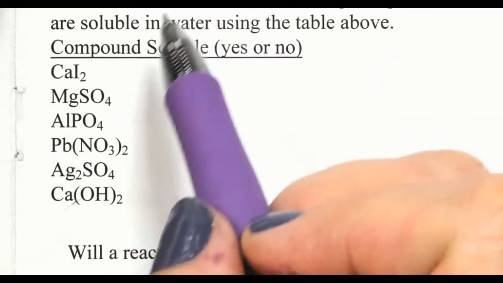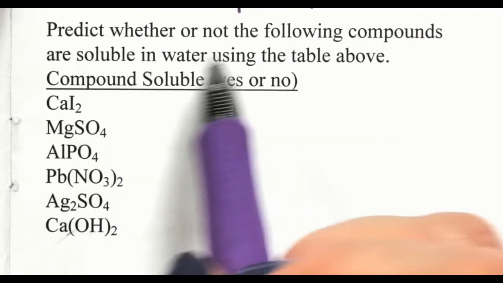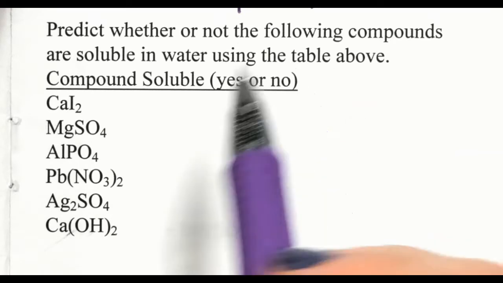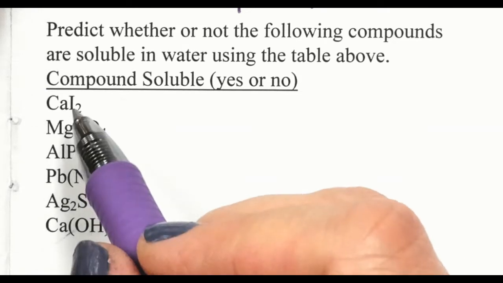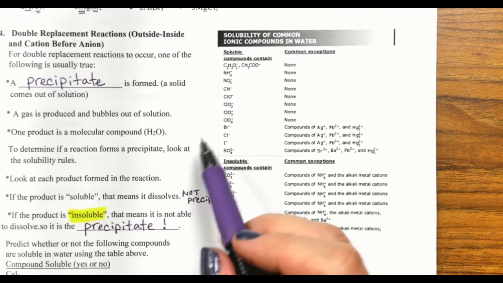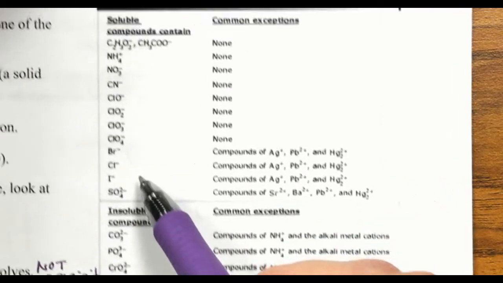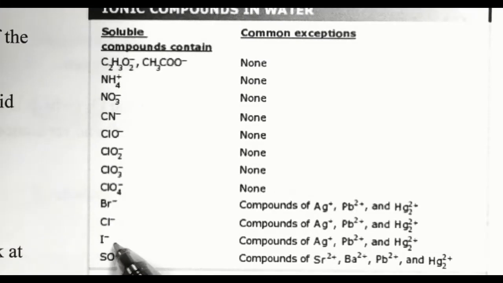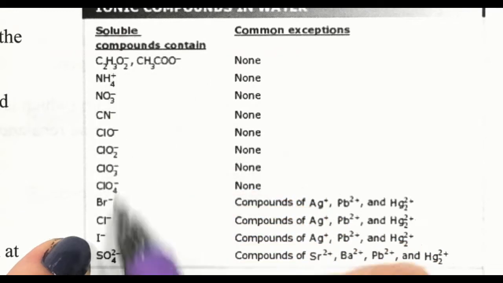Practice determining when a compound is soluble or insoluble. Predict whether or not these compounds are soluble in water, and we're going to put a yes or a no. We're going to go look at the solubility rules to determine this. So first is calcium iodide. So we need to look at this list over here, and we're going to look for the anion, which in our case is the iodide, which is found under soluble.